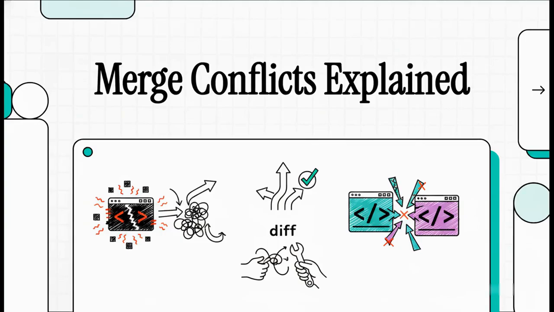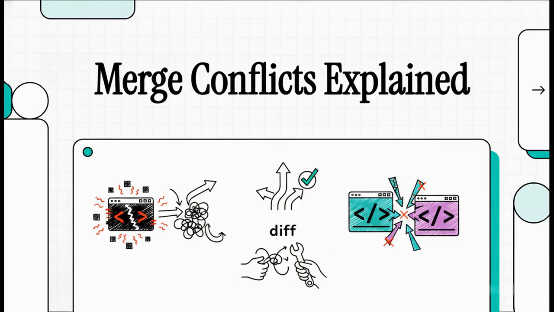Every developer fears this exact moment. You pull the latest changes, and instead of a clean merge, Git throws this absolute mess at you. We're talking conflict markers, angle brackets, equal signs, and absolutely zero explanation of what just happened.